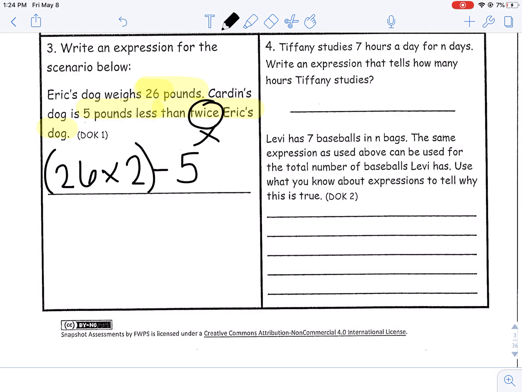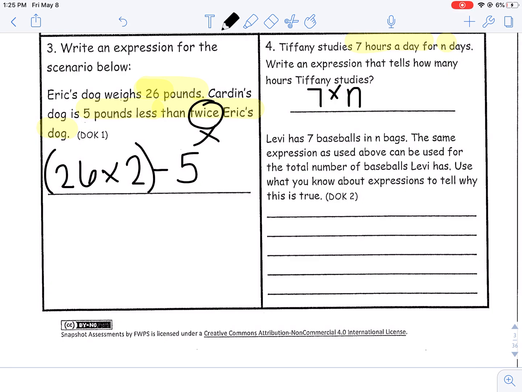Okay, finally, Tiffany studies 7 hours a day for n days. Write an expression that tells how many hours Tiffany studies. Okay, so let's find our important stuff. 7 hours a day, n days, that's our unknown. How many hours does she study? Well, we don't know the number of days. It tells us the n is the unknown. So I could write 7, my known hours, right? And I would multiply that by the number of days, which is n. And there's my expression, 7 times n.